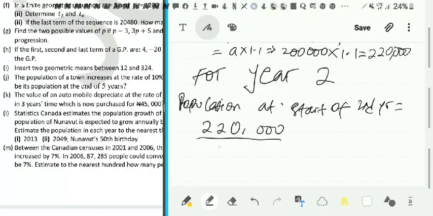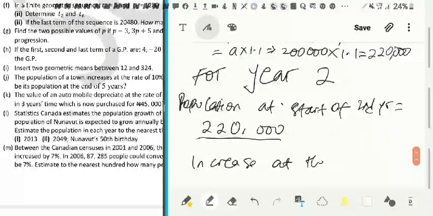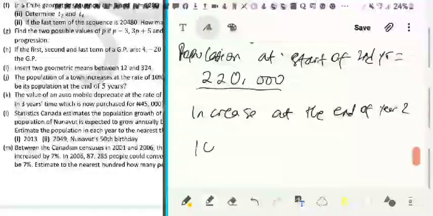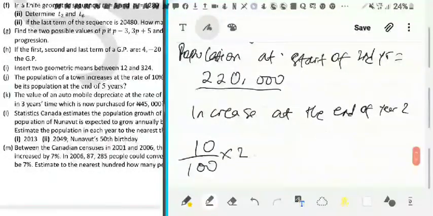Now, what is the increase at the end of year 2? The increase at the end of the second year is 10 over 100 times 220,000.